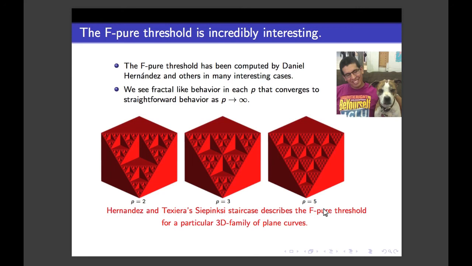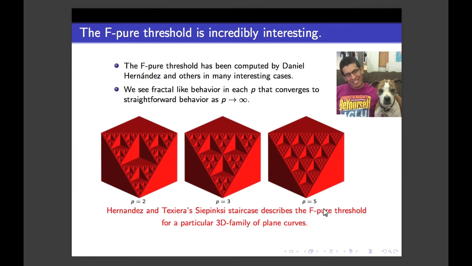Go ahead. Maybe a little bit of a stupid question, but does the F-pure threshold exist for any eligible case, or can it just not exist in some cases? It exists for every polynomial over any field of characteristic p. Yeah, it's a thing that you can define for any polynomial. So most of them are just trivial. No. Or uninteresting. No. Most of them are really hard to compute.